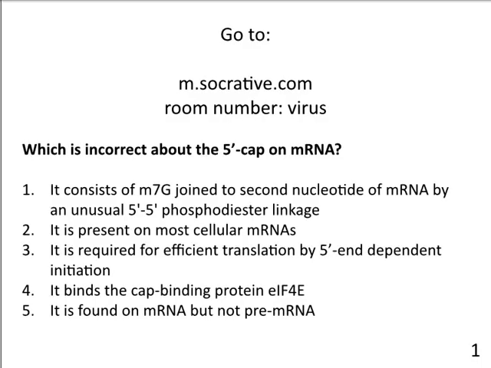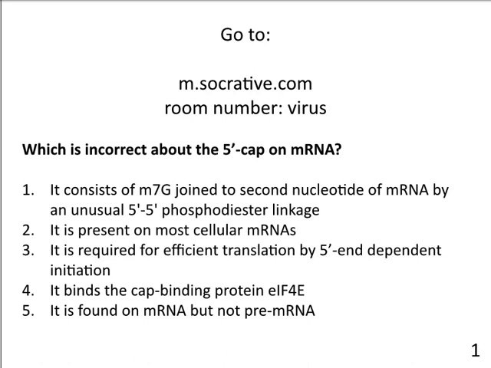Circular mRNA. All right, so let's go to our first question, which I think is already up there. Right. So which of these is incorrect about the 5' cap on mRNA? Which most of you got. Some of you got number 1. Let's see what that's about. So number 1, it consists of M7G joined to the second nucleotide of mRNA by an unusual 5' to 5' phosphodiester linkage. That's true. That's exactly what it is.